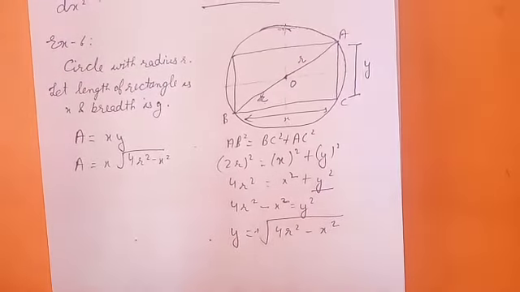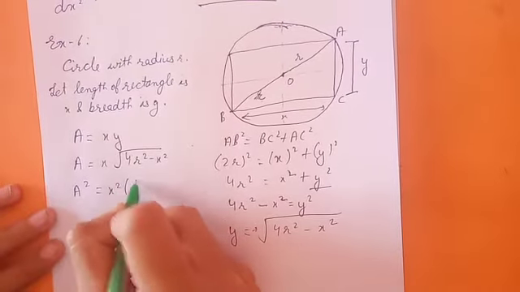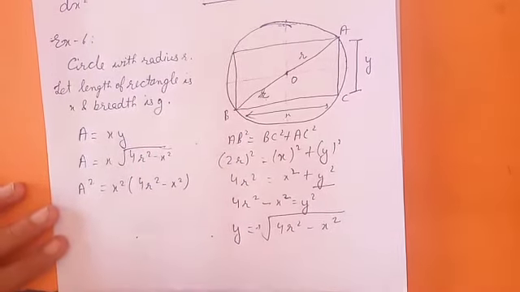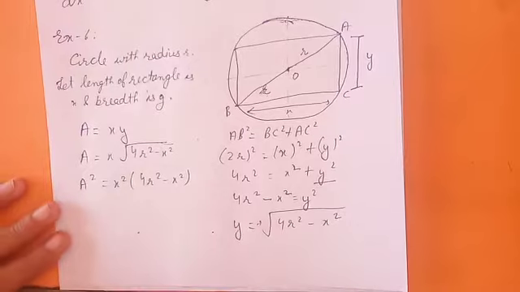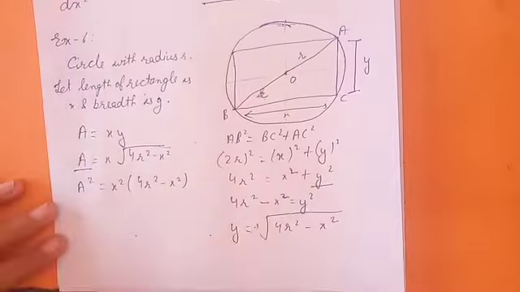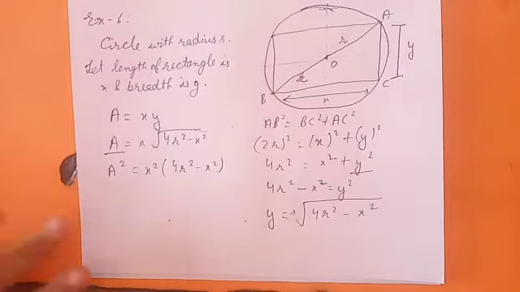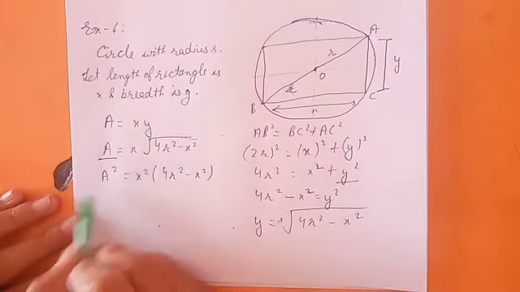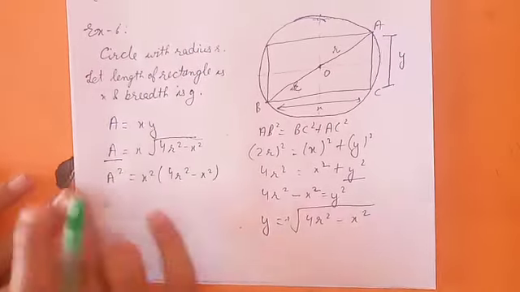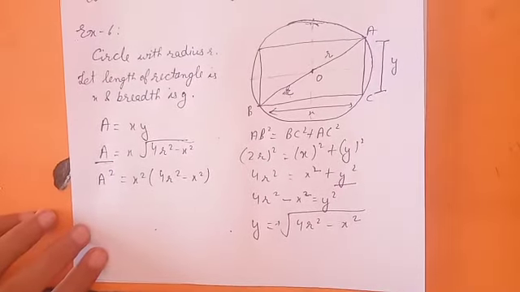Now to make it easy, what we can do is square it: A square is x square into 4r square minus x square. Because it is a root, differentiating it would be very complex. If A is our maximum area, we have assumed that the area of this rectangle is maximum, and if area is maximum and we square it, then the square will also be maximum. Understood? If the square is maximum, then our area is also maximum. So we can square.